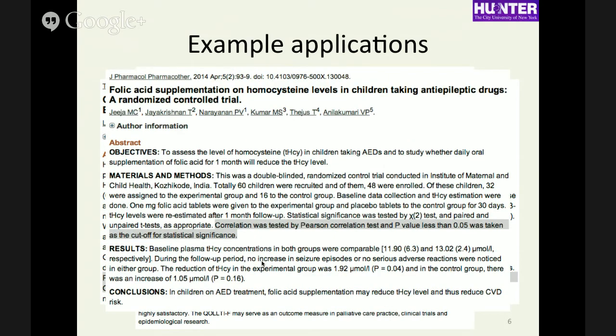One more example, we've got folic acid supplementation. Effect of folic acid supplementation on homocysteine levels in children taking anti-epileptic drugs. And this one is a randomized controlled trial. So let's see, correlation was tested by Pearson correlation, but what was the response and predictor?